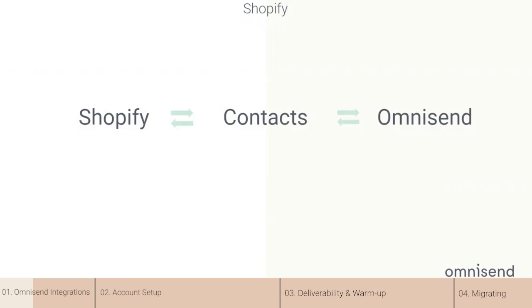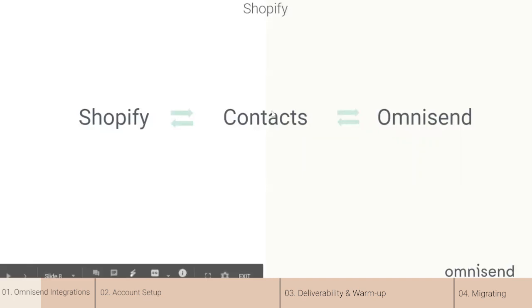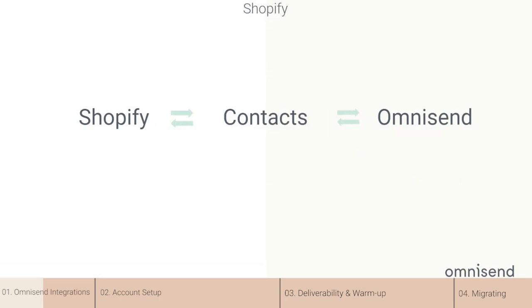So for Shopify, we will import or sync contacts. We will sync abandoned carts, products, and orders. We will do that all automatically behind the scenes. So we have a two-way sync, meaning that any contacts coming from Shopify or coming from Omnisend will be synced. So from Shopify to Omnisend and vice versa.